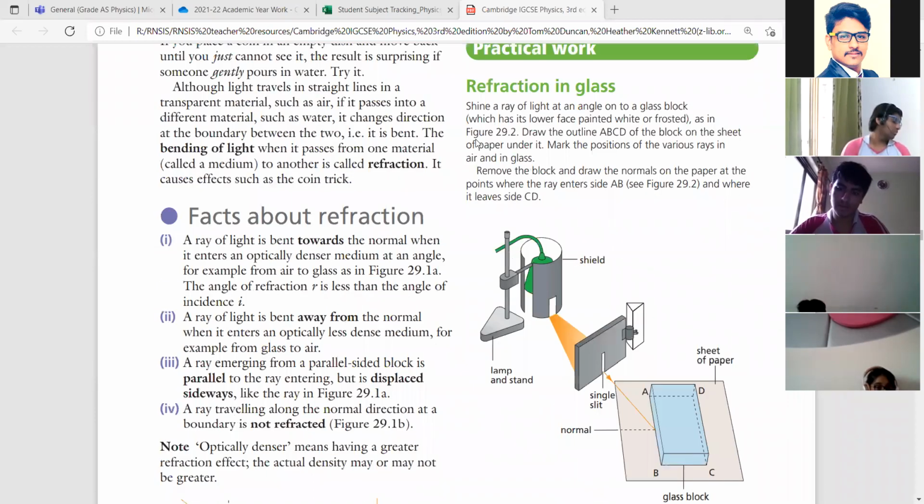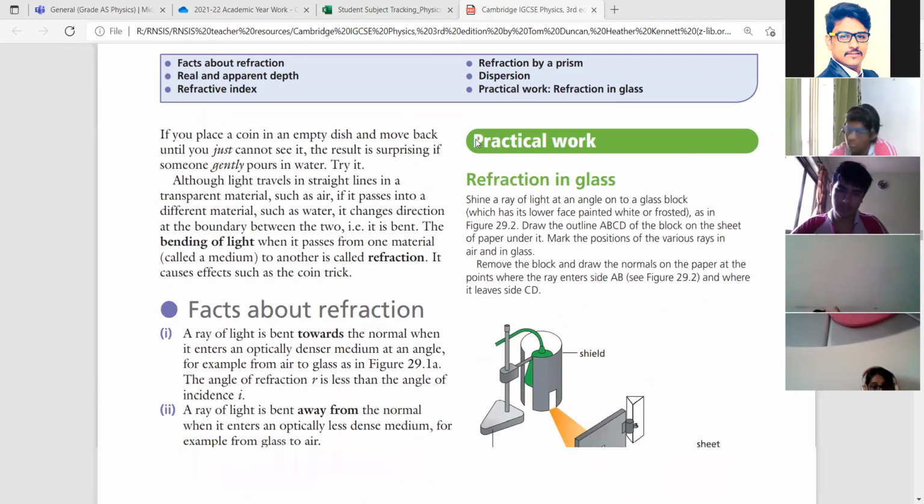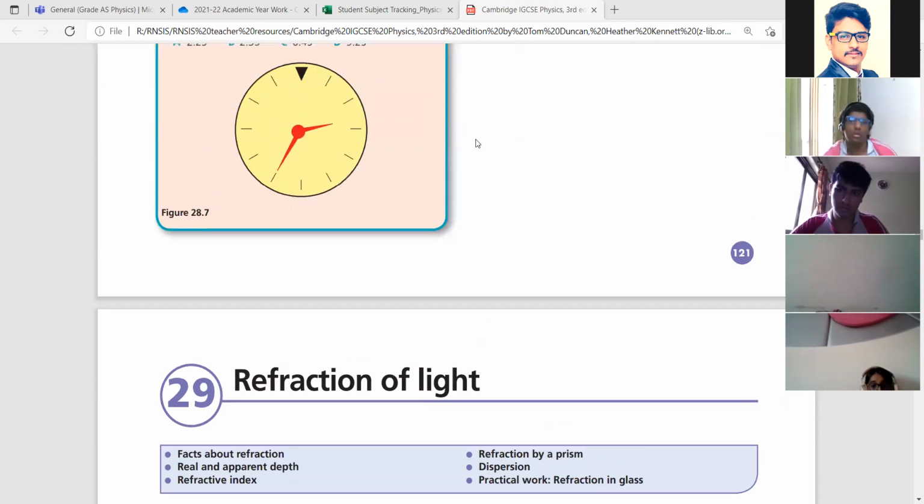Okay, everyone, any doubts in refraction? Let's sum it up.